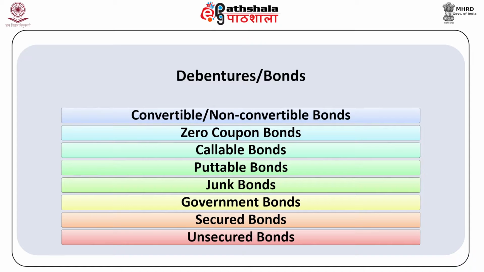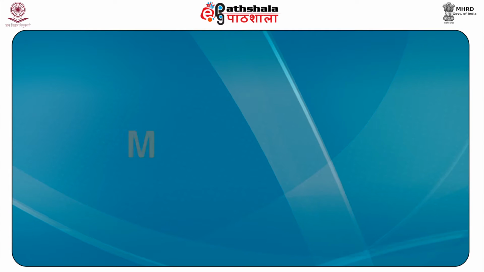Secured bonds. When a bond is backed by a specific asset, it is termed as secured bond. It means that in case the issuer is unable to pay the interest or repay the principal balance, bondholder would get something of value. Unsecured bonds. When a bond is not backed by any asset, it is termed as unsecured bond. If bankruptcy occurs, repayment is not guaranteed since there is no security of any asset.